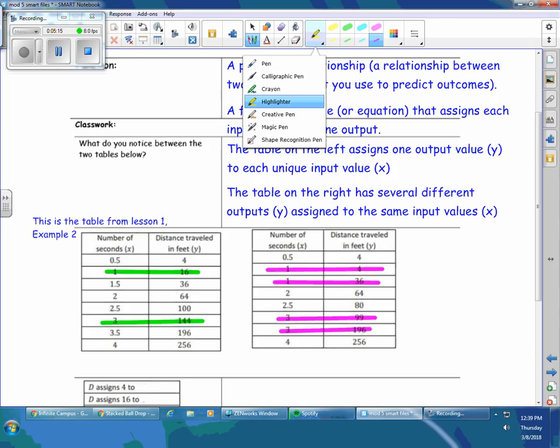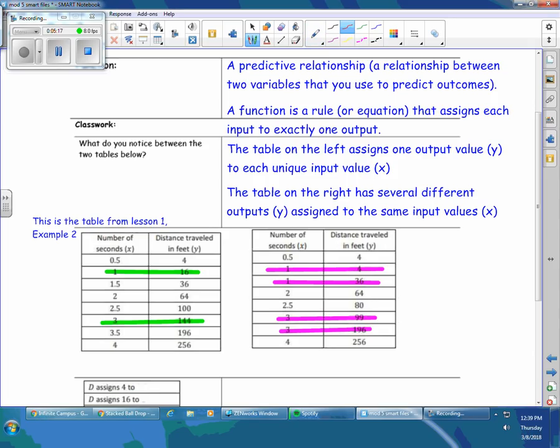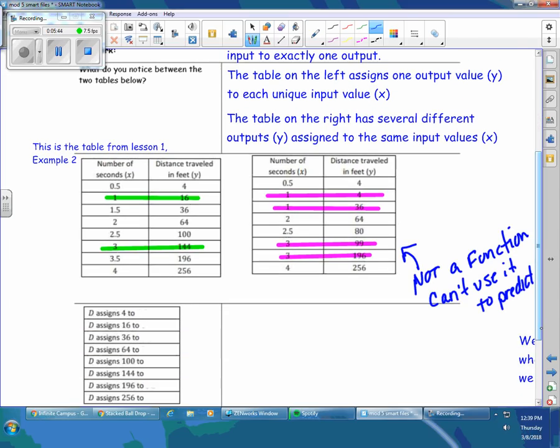So I'm just going to write a note. This table is not a function. Again, it's not wrong. It might be real data, but it's not a function. Can't use it to predict anything.